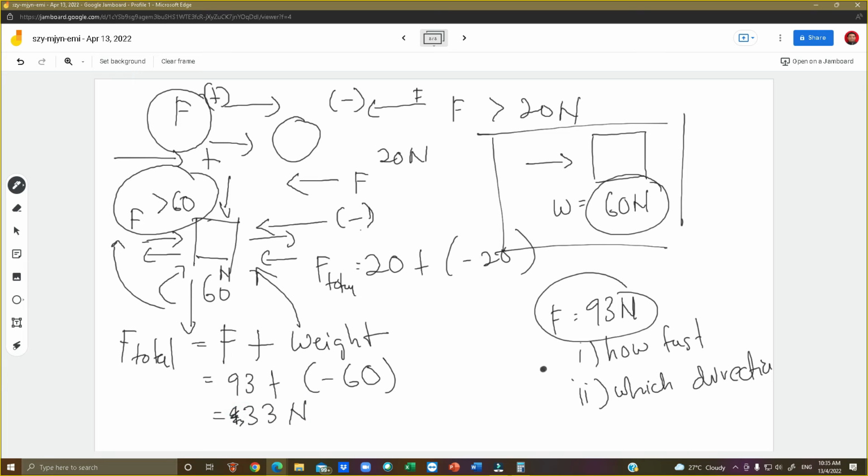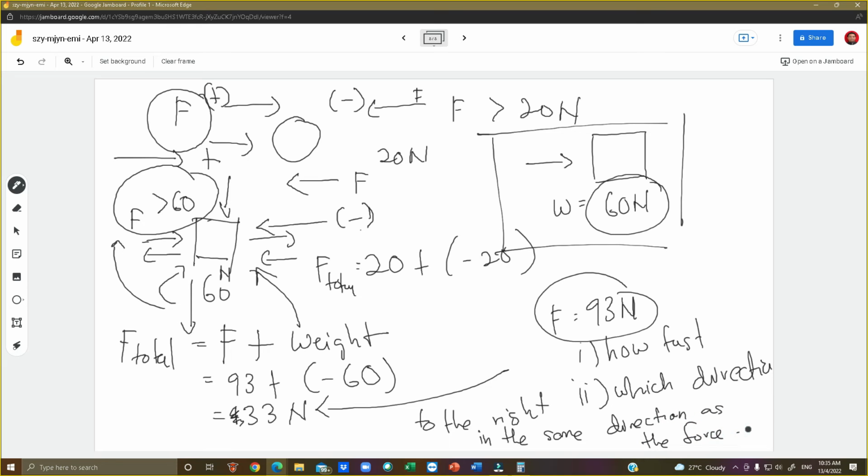So soalan yang pertama, how fast? The velocity is based on 33 Newton. Which direction? To the right, ataupun in the same direction as the force. Itu maksud dia. That is how we compute the amount of force needed.